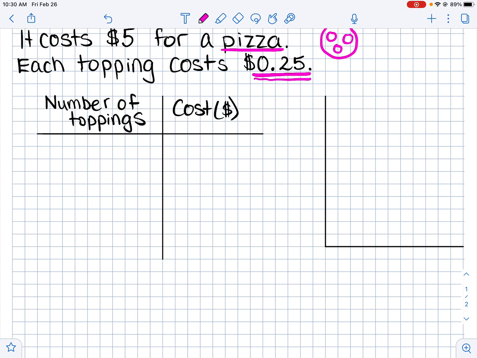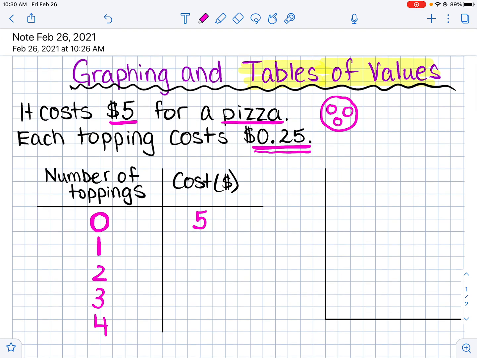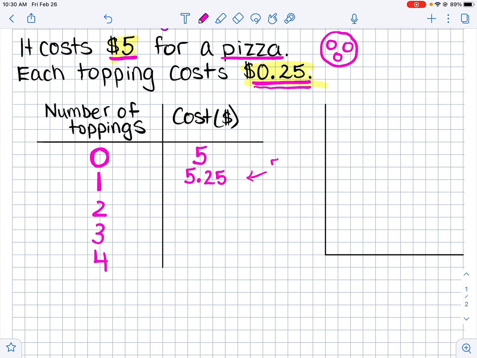Then for number of toppings, we'll start at 0 and we'll go up by 1, 2, 3, 4. How much will it cost? If you put nothing on your pizza, it will still cost you $5. If you put one topping on your pizza, one topping will cost 25 cents plus $5 for the pizza. So it will cost you $5.25 because you had to go $5 plus 25 cents.